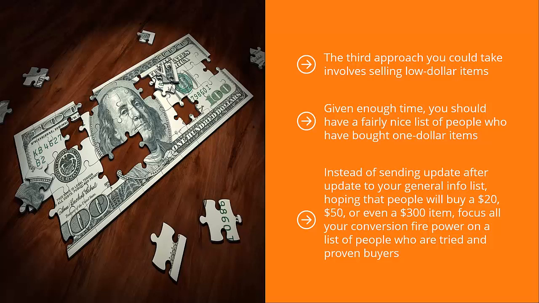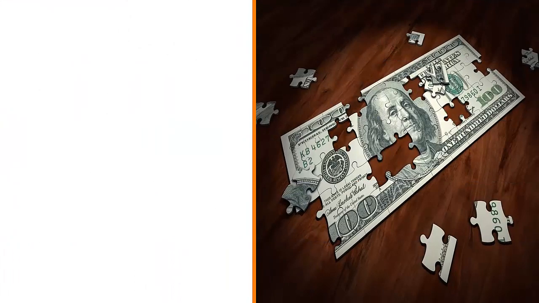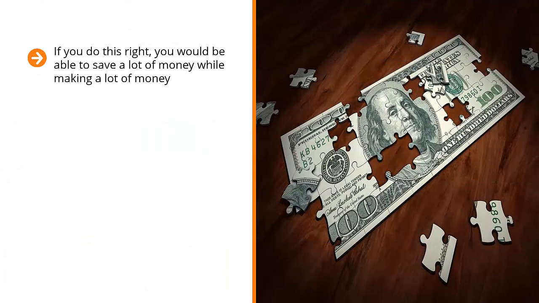You should still send updates to your general information list. However, you should space these apart and focus on value. You should also advertise only lower dollar items. If you do this right, you would be able to save a lot of money while making a lot of money. How is this done?